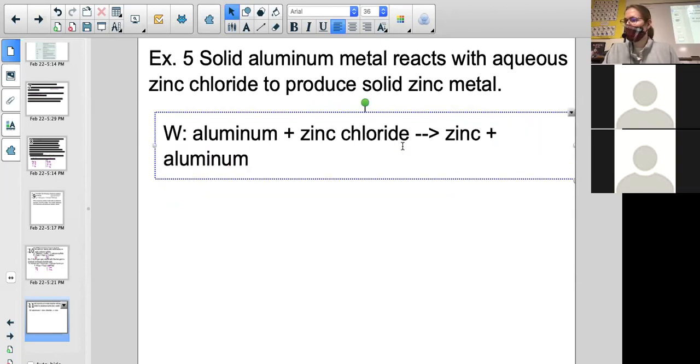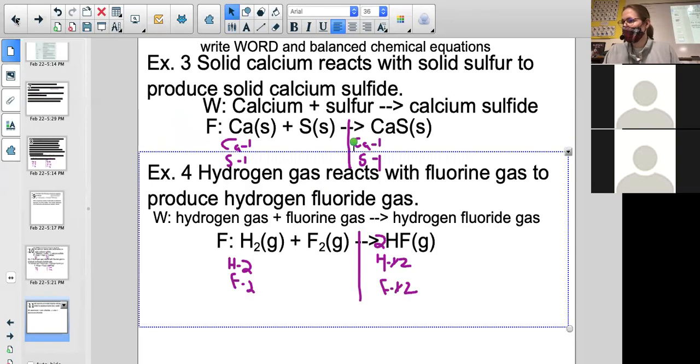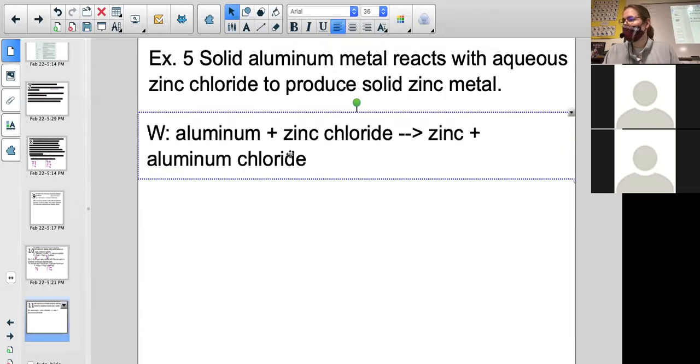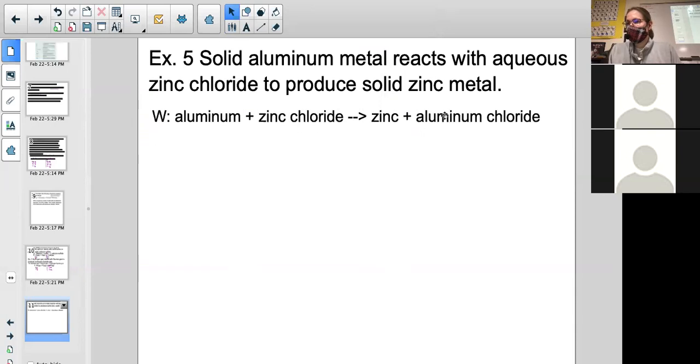Sorry guys, I forgot to write in aluminum chloride with my sentence. Or did I just copy and paste it wrong? Oh, maybe I did. Okay, so I know that aluminum chloride was not up there, but I can guarantee you for the homework, everything is there. Okay, so there's the word equation.